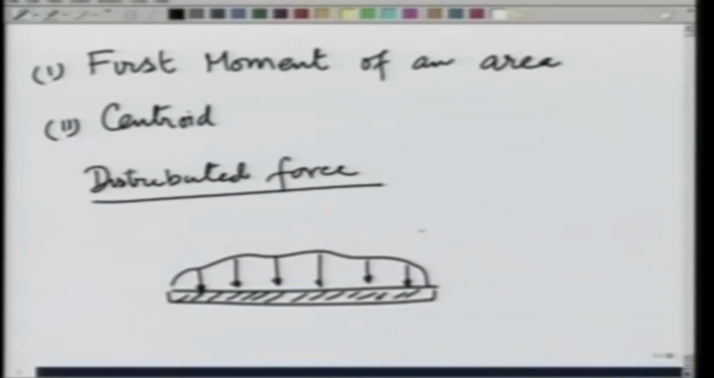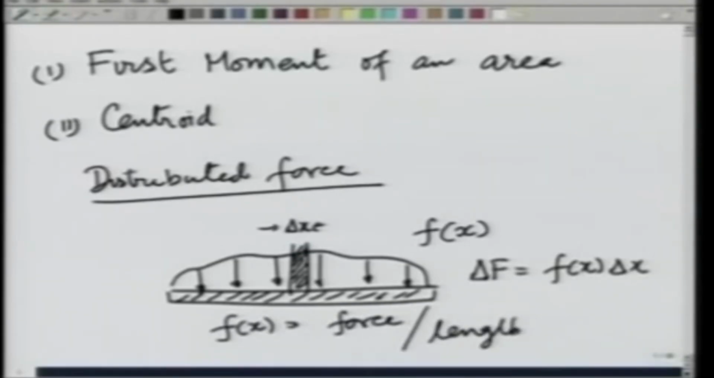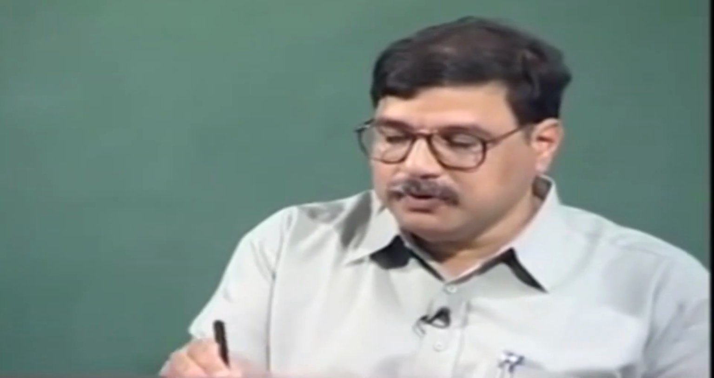The force may be described by a function f x, so that if I take a small section here, delta x length, the force on this section delta f is equal to f x times delta x. So, f x is nothing but force per unit length. It is in dealing with such distributed forces that the concepts developed in the previous lecture are going to be handy.